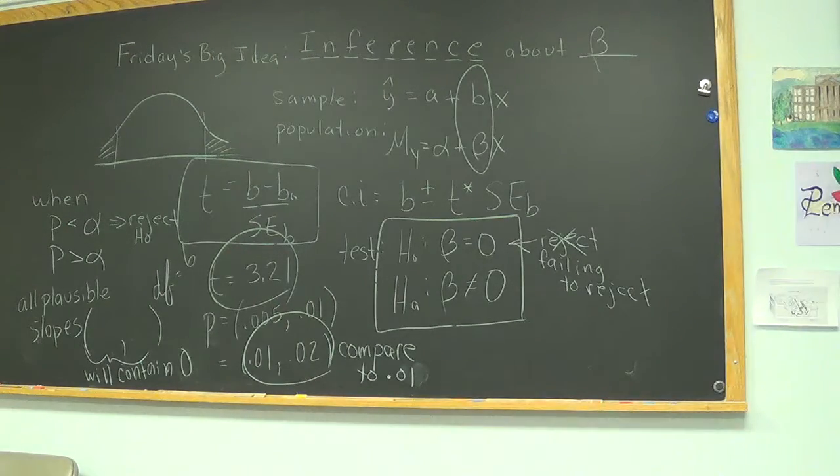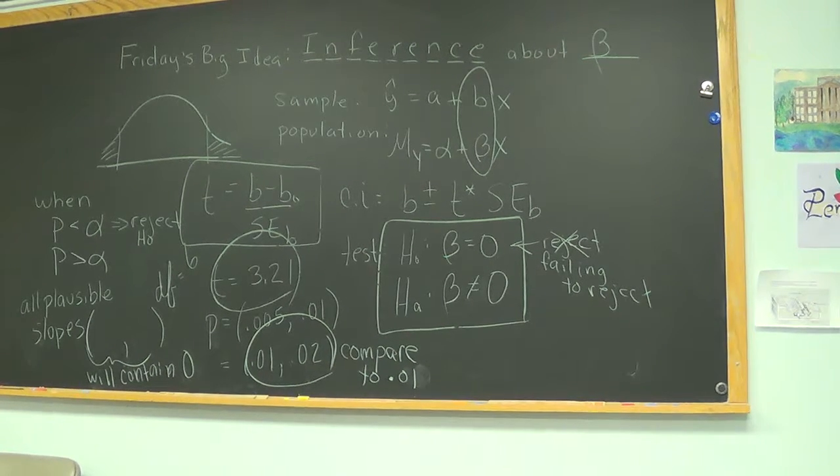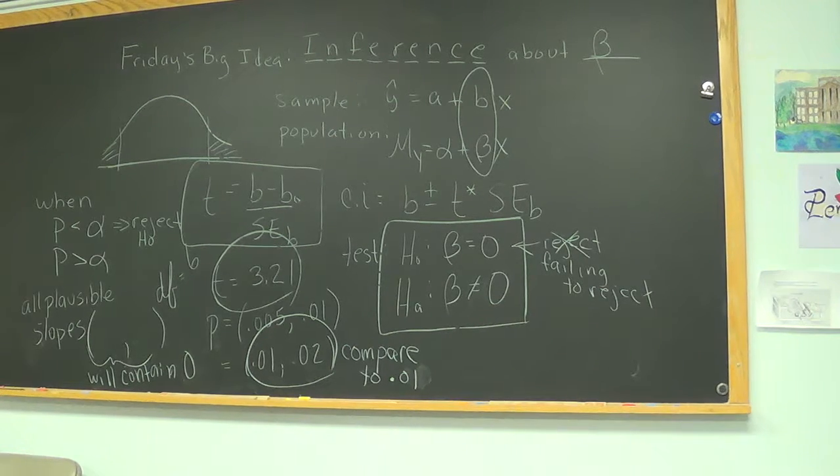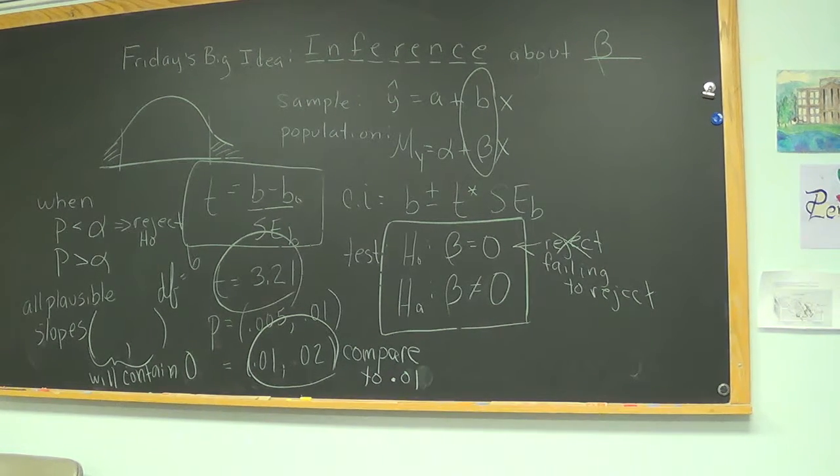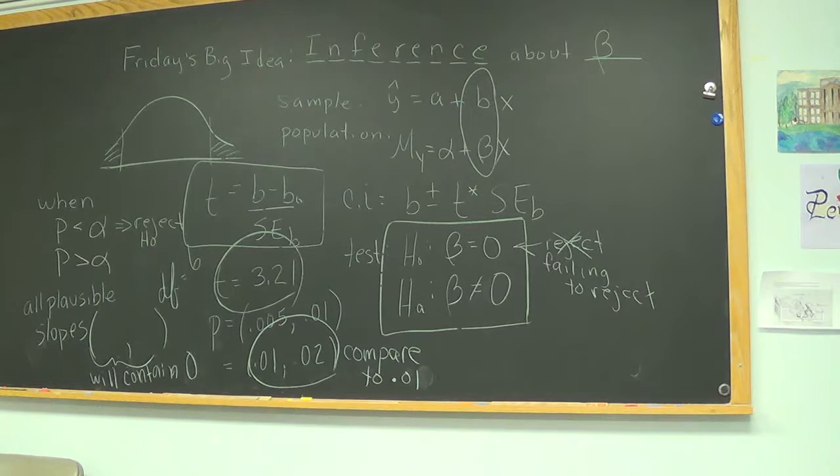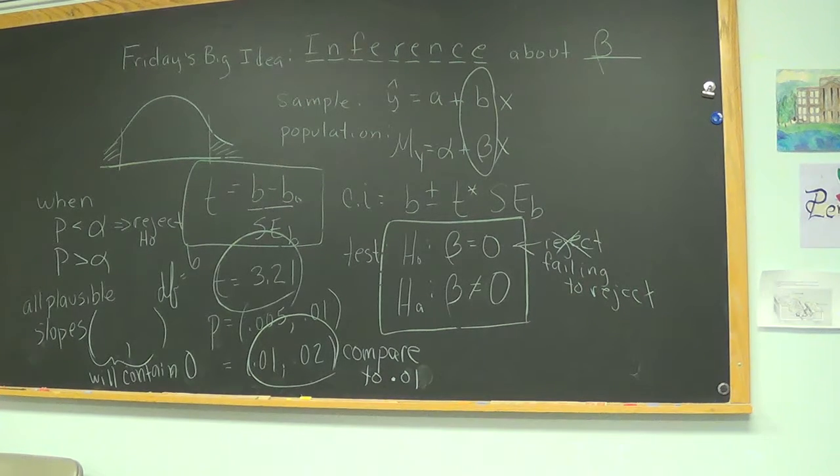We finished 12.1 where we were learning how to do tests and confidence intervals for slope. So now I'm going to address what to do when you go to check your data, and it's not linear, it's curved.